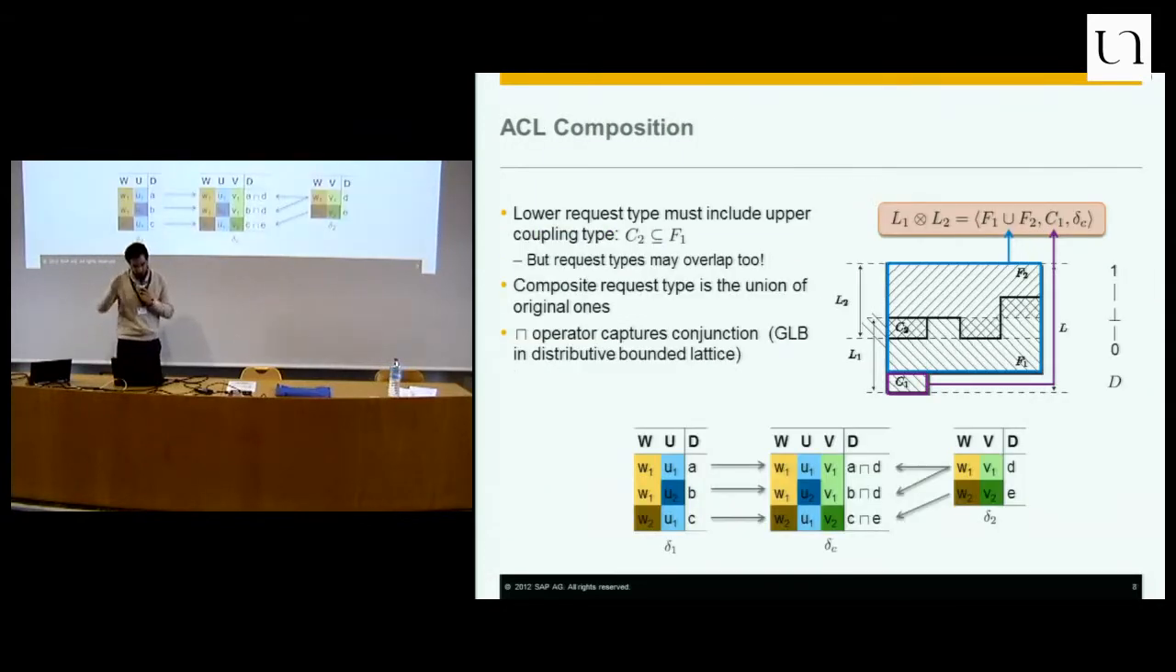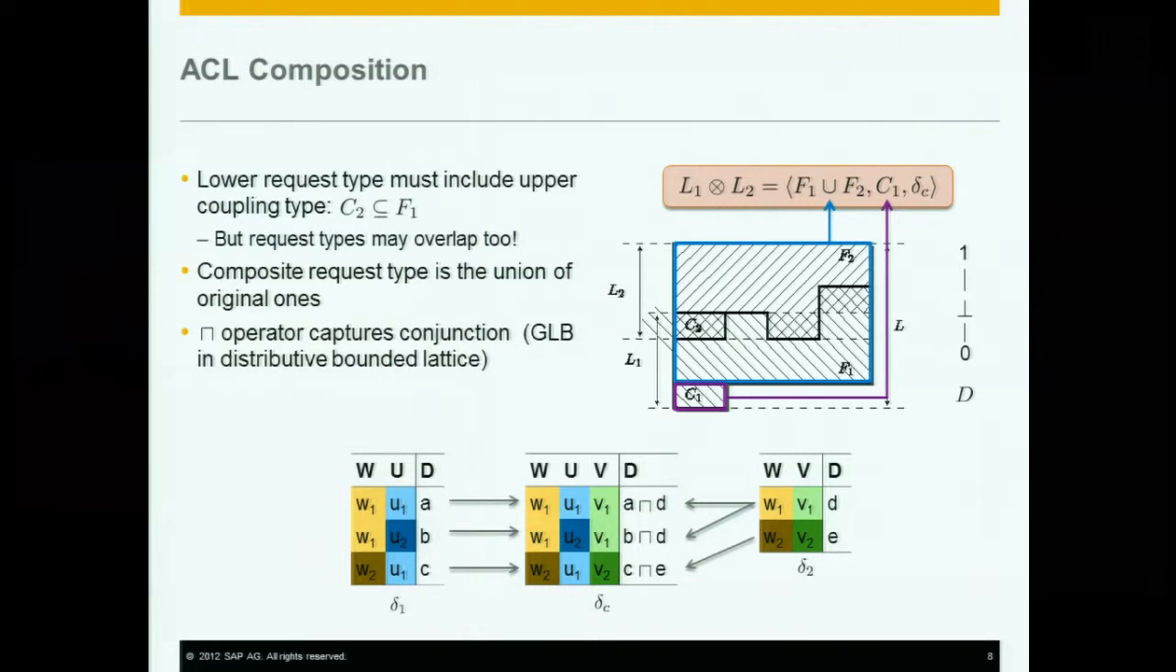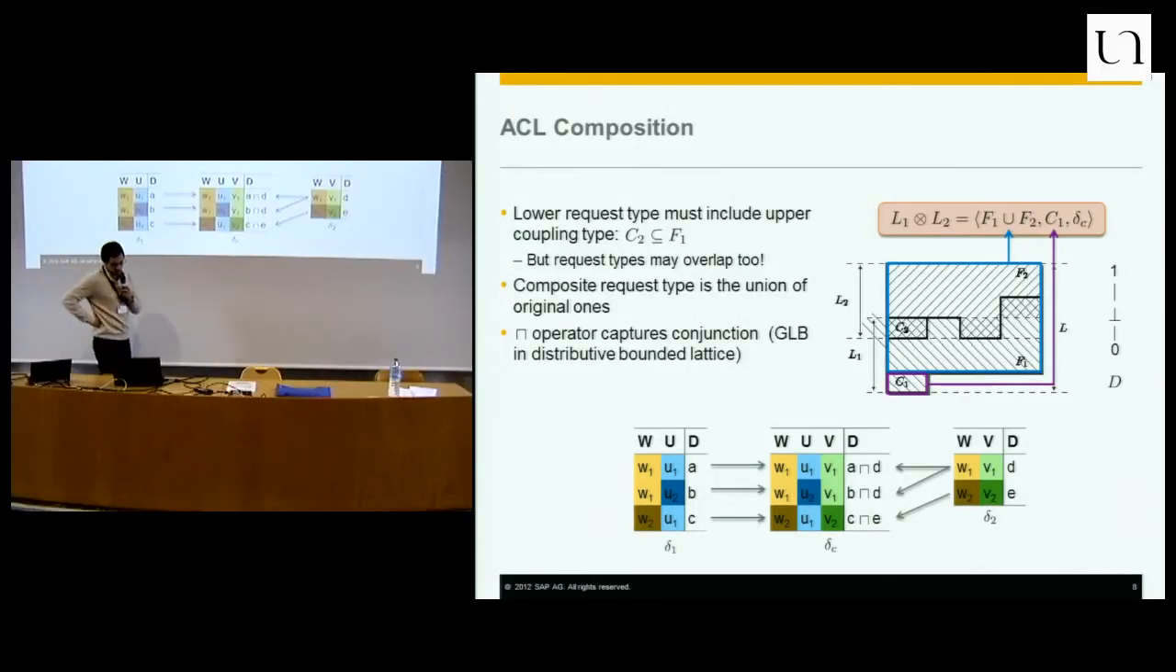So that's it for the model. So what's the composition of two access control layers? It's a kind of join, except that you have additional rules that care about the structure of the request types and coupling types. So the coupling type of the lower layer becomes the coupling type of the composed layer, and then the request types are merged as a union. And then what happens to the decision function? Well, this is the join part. But since we are dealing with non-Boolean relations, it's not a standard join.